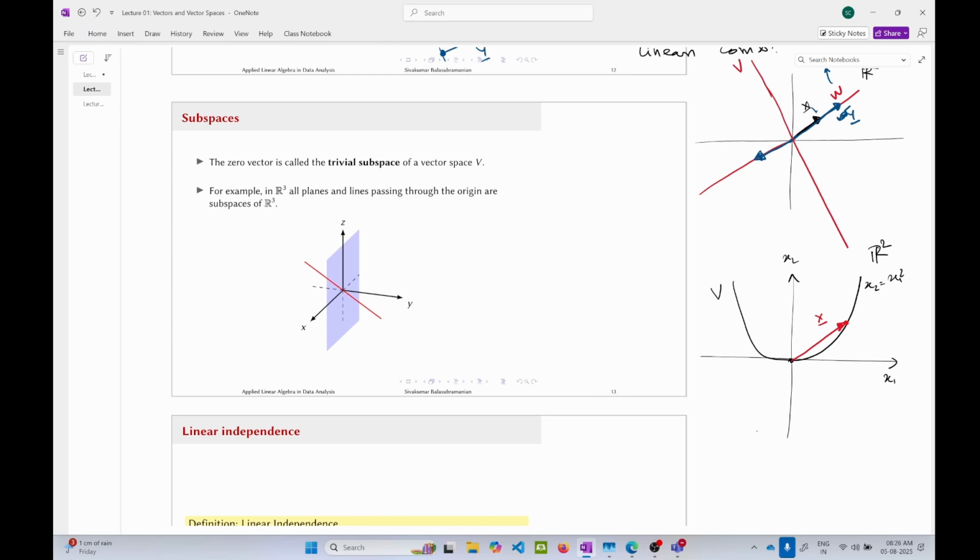What is one obvious difference between them? The red lines here were subspaces of R2, whereas this line or the circle was not a subspace of R2. What is one obvious difference between them that you can immediately see? Not linear, but you are in the right direction. What is the difference between the black subset here and the red subset here?